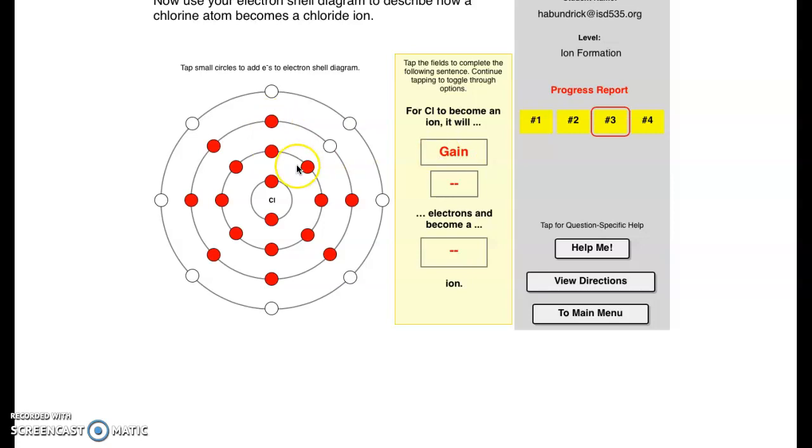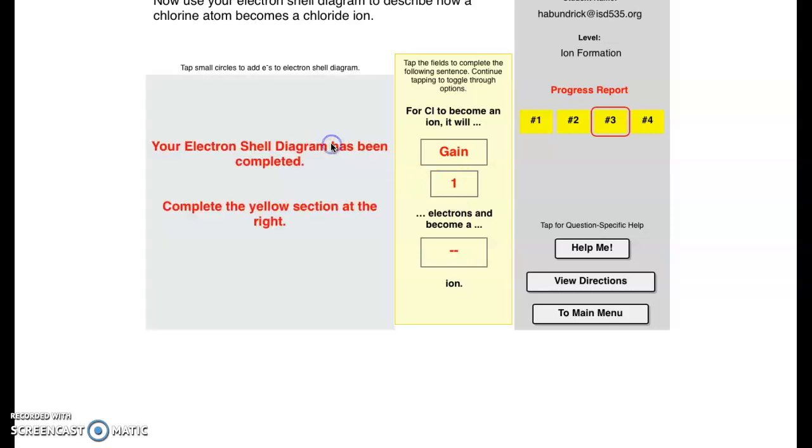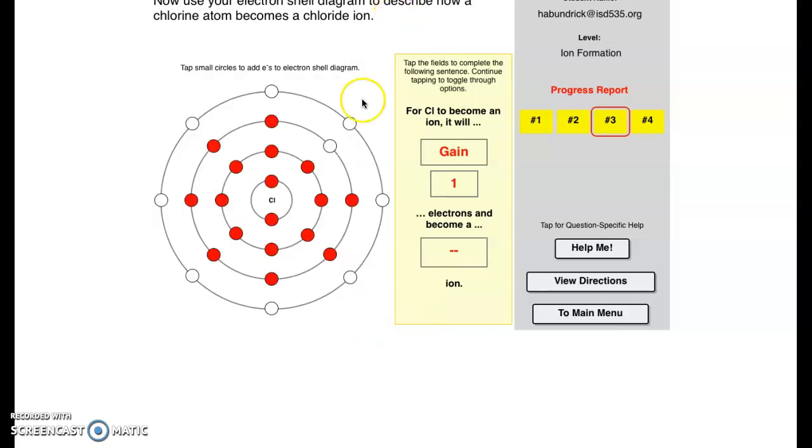So if this element has 1 to 3 valence electrons, it's going to lose. And if it has 5 to 7 valence electrons, it's going to gain. So this element has 7 valence electrons, so it's going to gain. And it's going to gain as many electrons as it has open spots for. Okay? So this one has 1 open spot, so it's going to gain 1 electron.